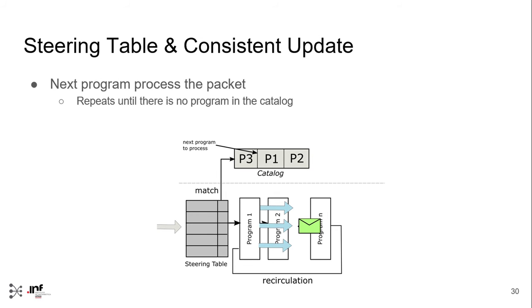Therefore, we only update what is the next program to process this packet and process it. We repeat this until every program of the catalog processes the packet.